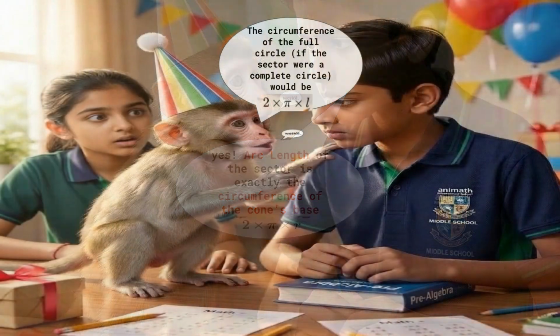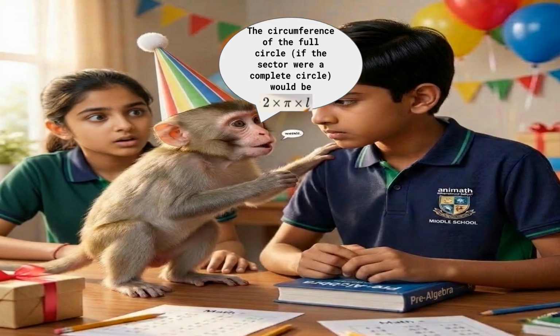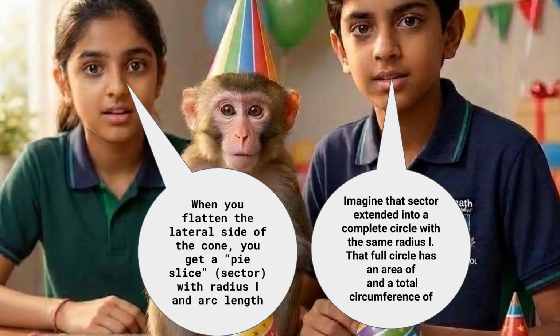If that sector were a complete circle, its total circumference would be 2 pi times L. When you flatten the lateral side of the cone, you get a pie slice sector with radius L and arc length. Imagine that sector extended into a complete circle with the same radius L. That full circle has an area of pi times the square of L and a total circumference of 2 times pi times L.